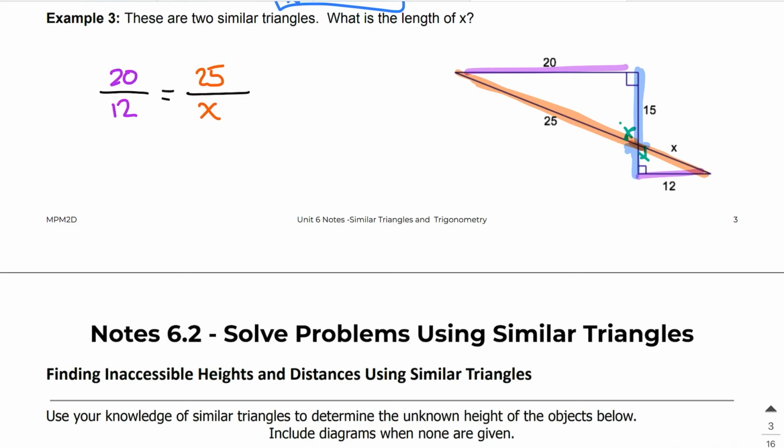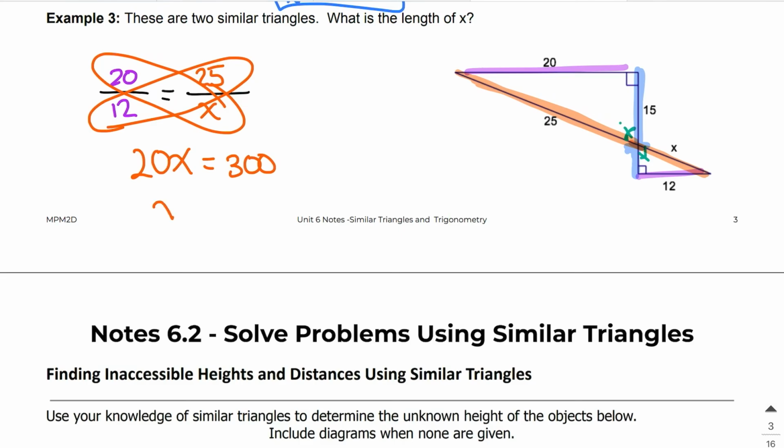So if I were to cross multiply this right here, I would get 20x, cross multiply this right here, and I would end up getting 300. Divide both sides by 20, and I get x equals 15. So here the side length is 15.